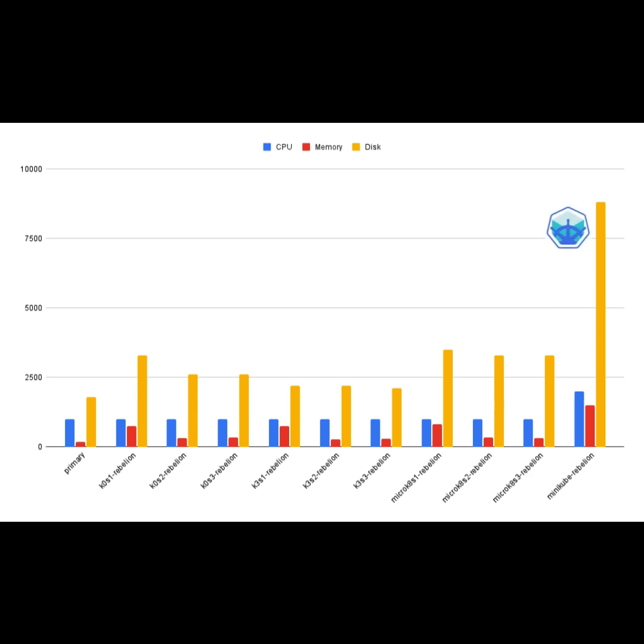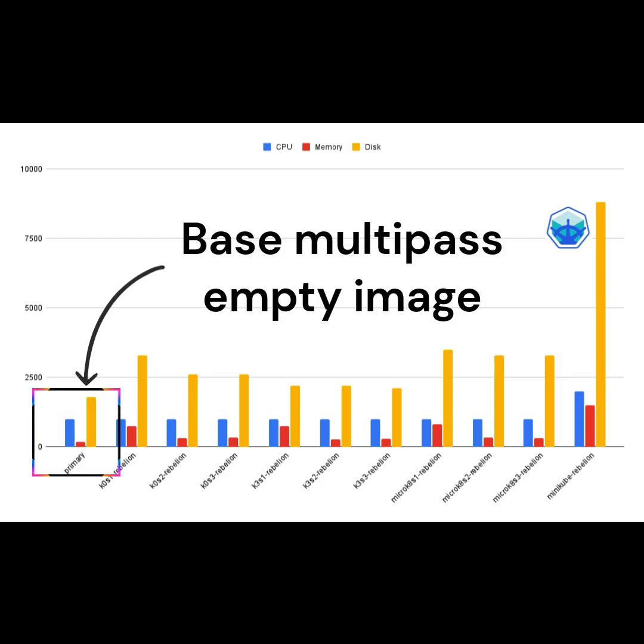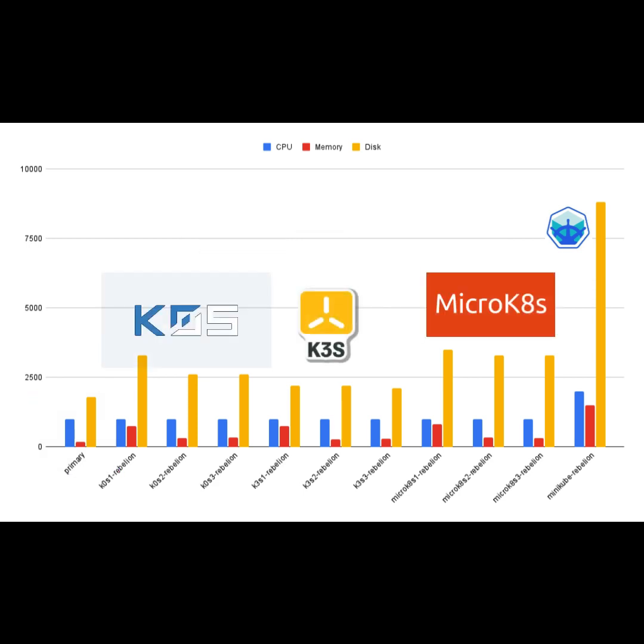Here, the last part in this chart are the bars for Minikube. Of course, the disk space used by Minikube is huge compared to the other ones. And in general, the CPU and memory for all the different distros, K0s, K3s, MicroK8s, consume almost the same. The option is yours. You can decide which of these distros you want to use.